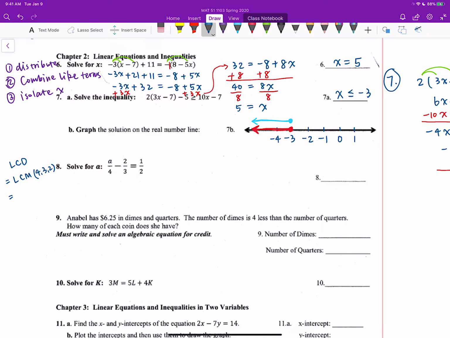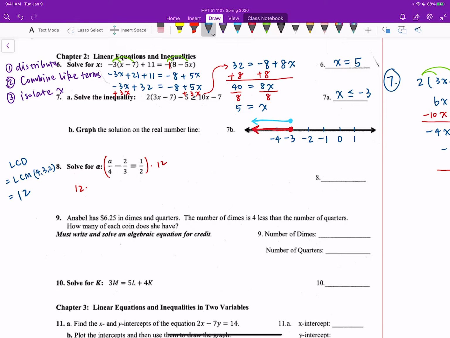Is 8 divisible by 3? No, it's not. Therefore, we're going to move on to the next multiple of 4, the multiple after 8. How do you find that? You keep adding 4. 8 plus 4 is 12. And then you check, is 12 divisible by 3? Yes. Is 12 divisible by 2? Yes. Therefore, your LCD is simply 12. Once we find this LCD, I'm going to multiply the entire equation by our LCD, which is 12.